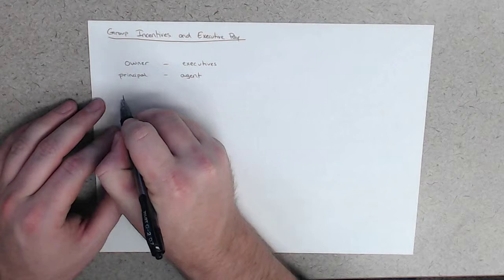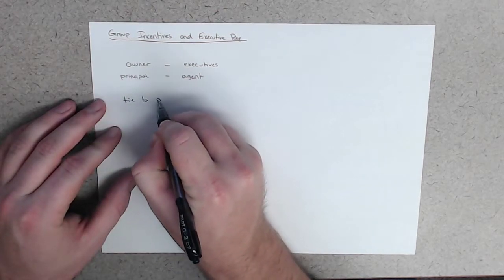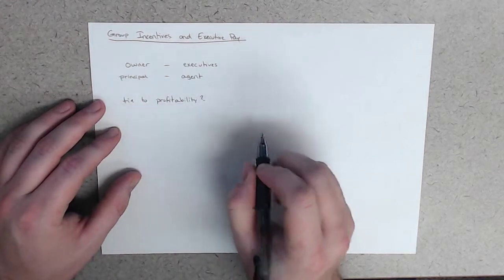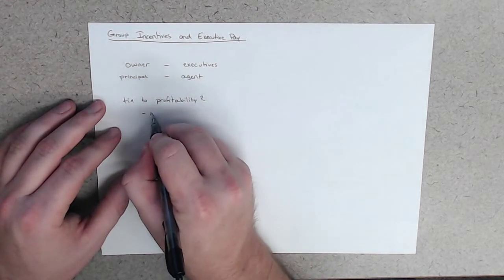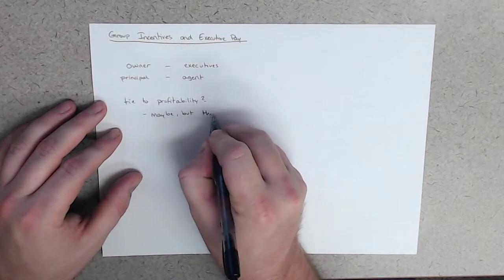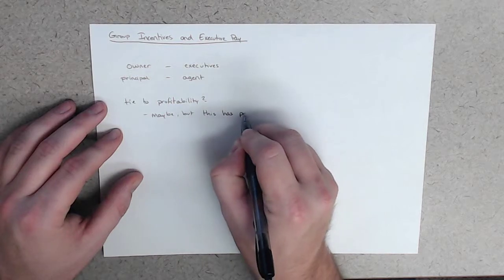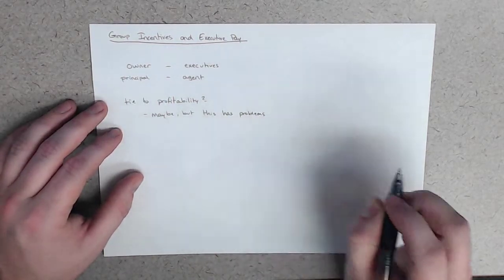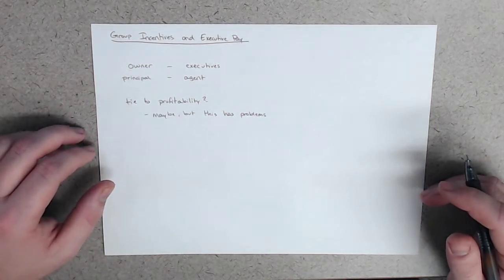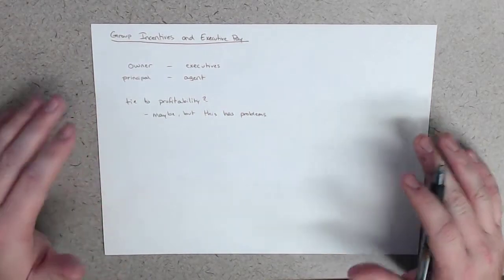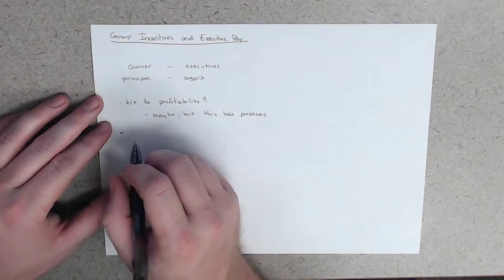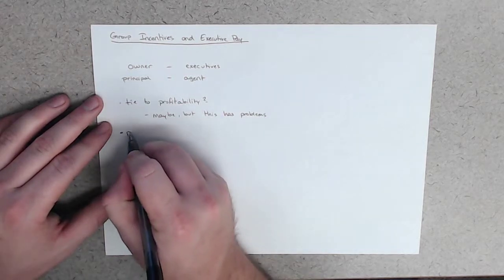So maybe tie to profitability, right? Well, maybe, but this has problems. We can use budget tricks. We can select specific projects. There's all kinds of tricks that we could do, right? Or maybe we can pay them in stocks.